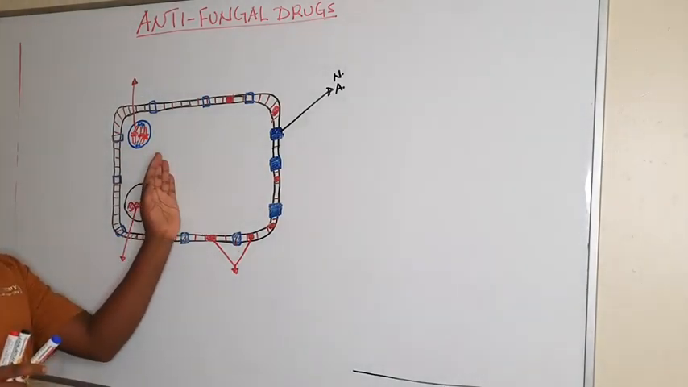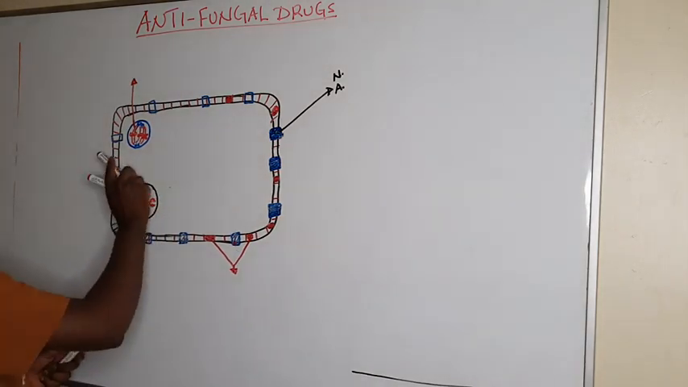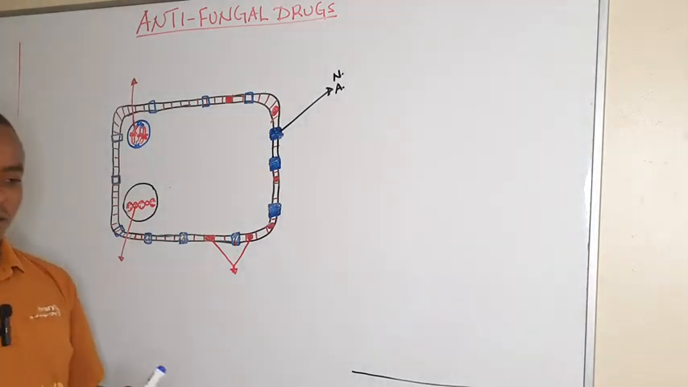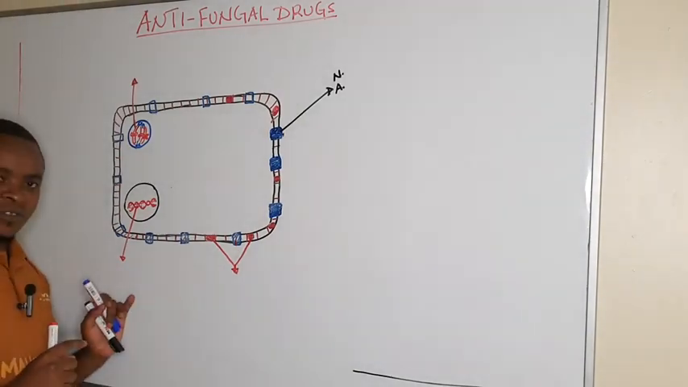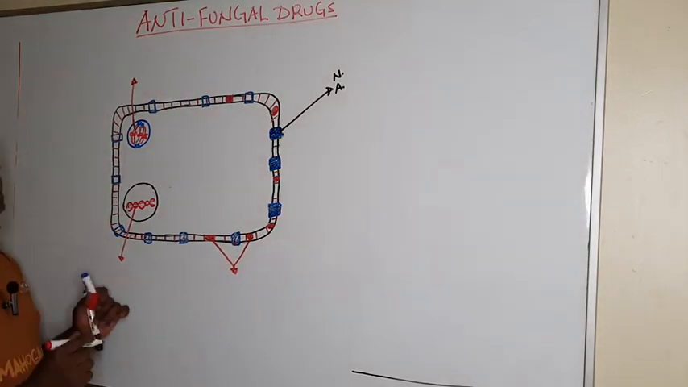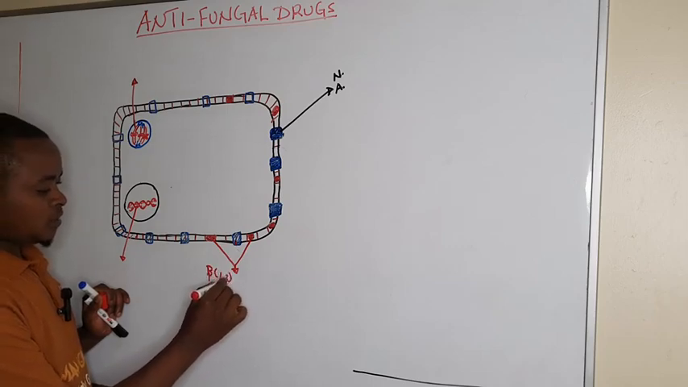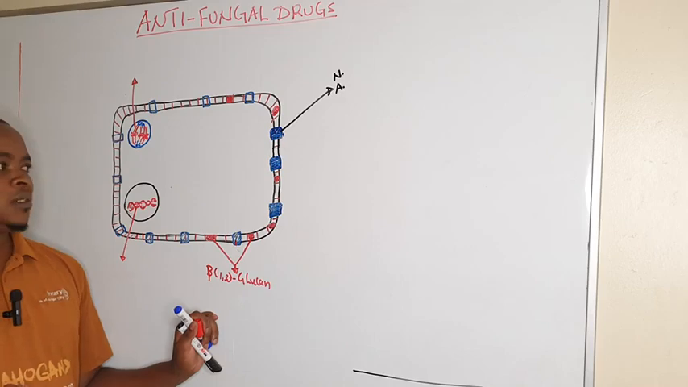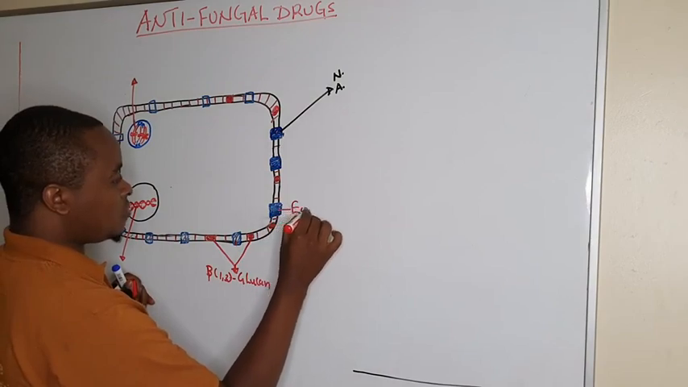And these antifungals target different pathways in a fungus, and we are beginning with those which target the cell wall. The fungal cell wall is made up of a phospholipid bilayer, and the cell membrane is made up of phospholipid bilayer. But the cell wall has other components like the beta 1,3-glucan, which stabilizes the cell wall. It also contains a component known as ergosterol.